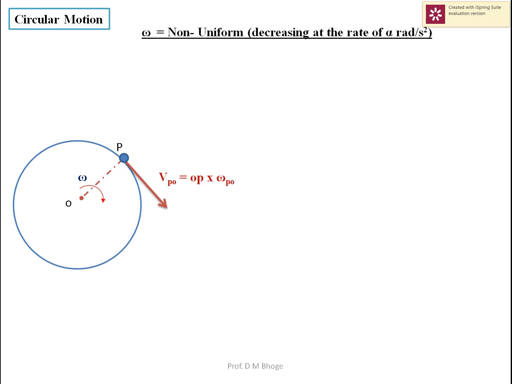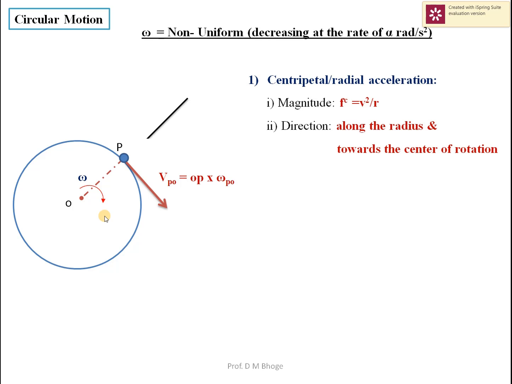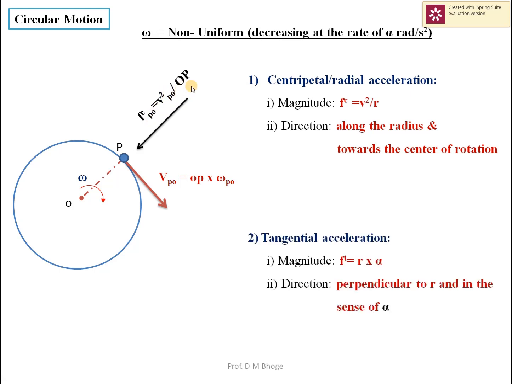Take case 2. Omega is still non-uniform, but now instead of increasing, we'll consider that omega is decreasing at the rate of alpha radian per second square. The first acceleration is always there for circular motion: centripetal acceleration along the radius towards the center of rotation, FCPO equals V square upon OP. Now omega is decreasing, which means there is retardation, and retardation acts opposite to the direction of motion. So here alpha will point opposite to omega.